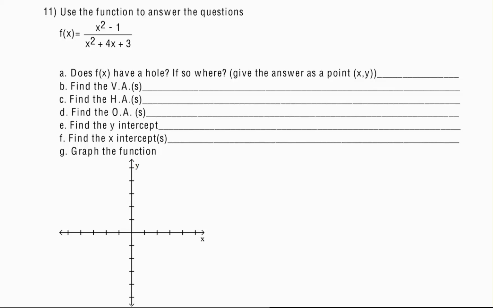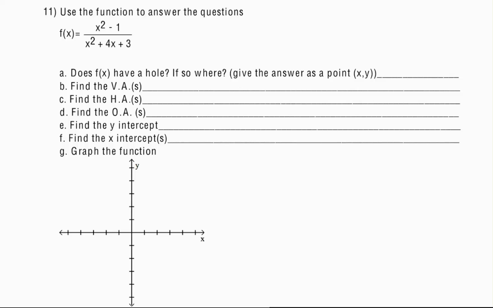In this video, we will go over question number 11 in the MAC 1140 final exam review. The question reads, use the function to answer the questions. The function is f of x equals x squared minus 1 over x squared plus 4x plus 3. Part A says, does f of x have a hole? If so, where? Give the answer as a point x, y.